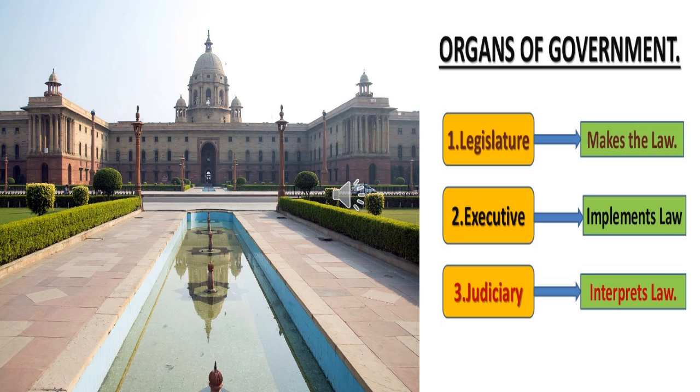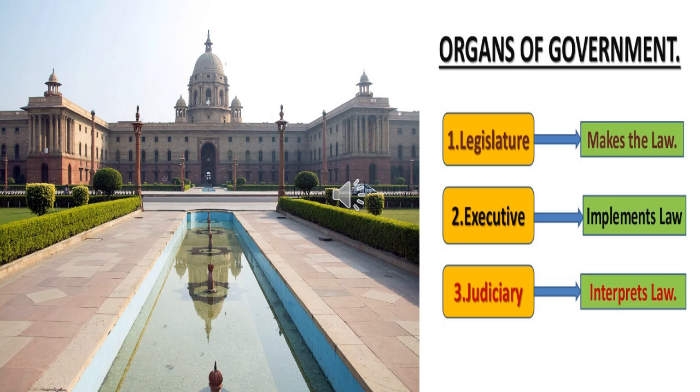So unitary means all the power is in the central government only. So there is no division of power. If the power is divided or distributed between the central and state governments, then it is called federal. Because India is a plural country, a country with a diversified culture, our constitution makers have provided a federal form of government.